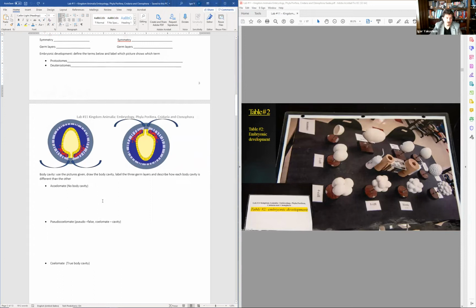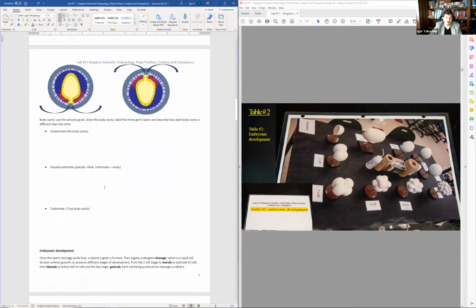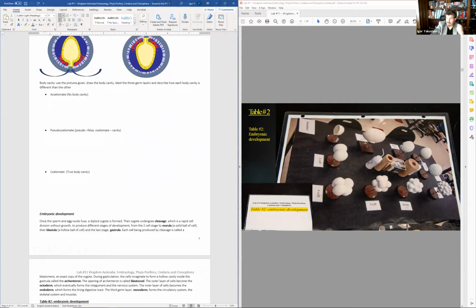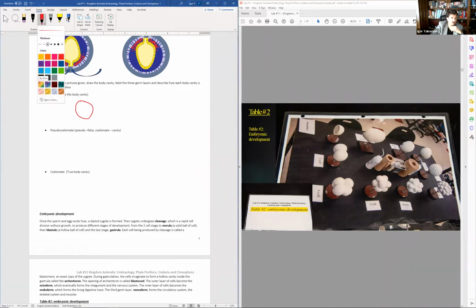All right, drawing the body cavities. You can pull out the pictures from the lecture, or you can literally draw. It's not very hard. Let's see. Here is the ectoderm, right? Let's go with the yellow for the endoderm. Actually, usually the ectoderm goes outside, so no body cavities.